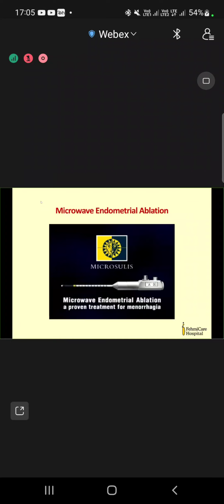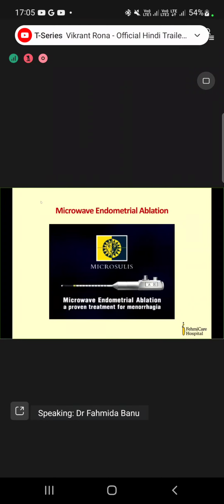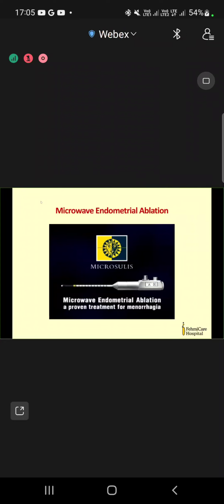Most of these procedures I have used, but personally I felt microwave endometrial ablation is the easiest and the best method, because in microwave endometrial ablation, what I have seen is the time utilized to do the endometrial ablation is very short. It is only 3 minutes.